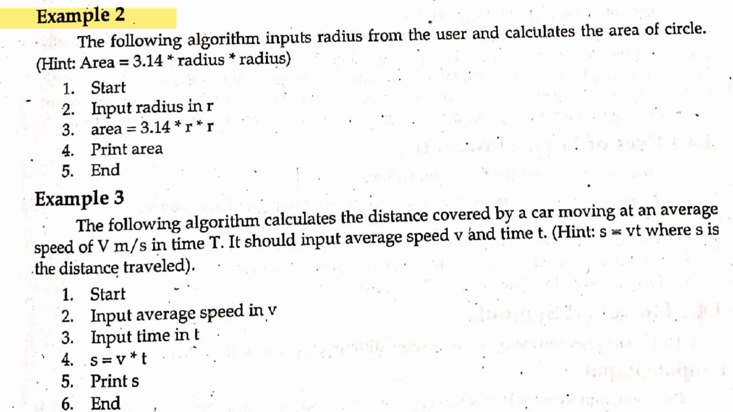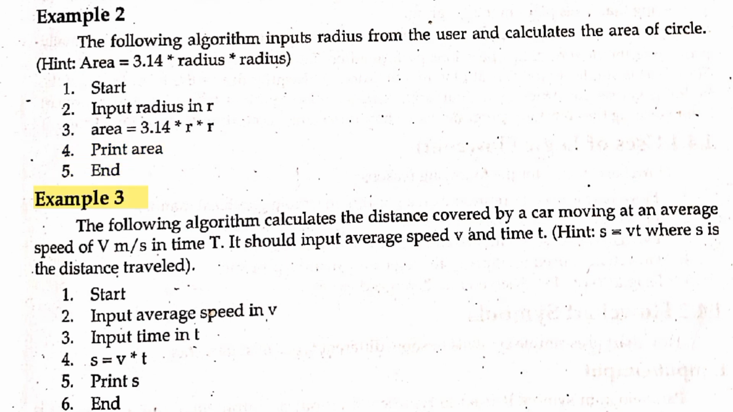Example 2. The following algorithm inputs radius from the user and calculates the area of circle. Hint, area equals 3.14 times radius times radius. 1. Start. 2. Input radius in R. 3. Area equals 3.14 * R * R. 4. Print area. 5. End.